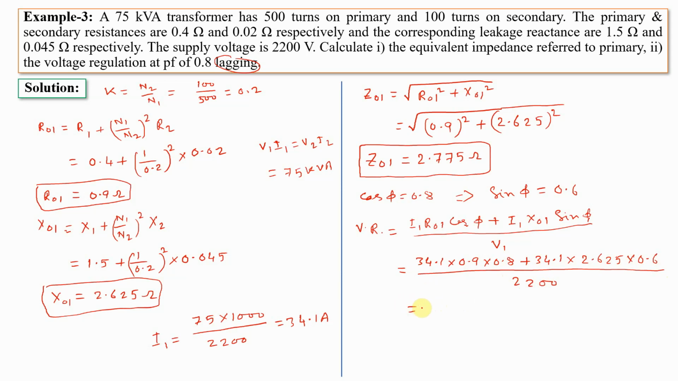So if we find the value, it will be 0.03556, or in terms of percentage, it will be 3.556%. Therefore, the voltage regulation of the transformer is 3.556%. That is the answer.